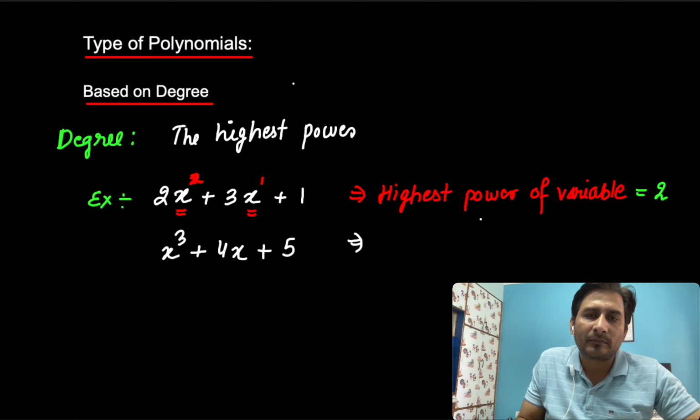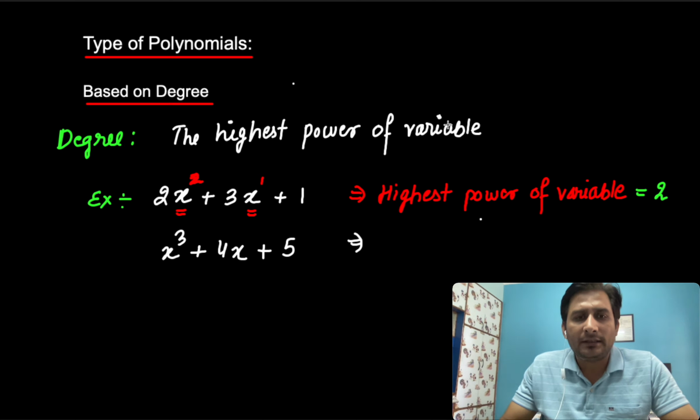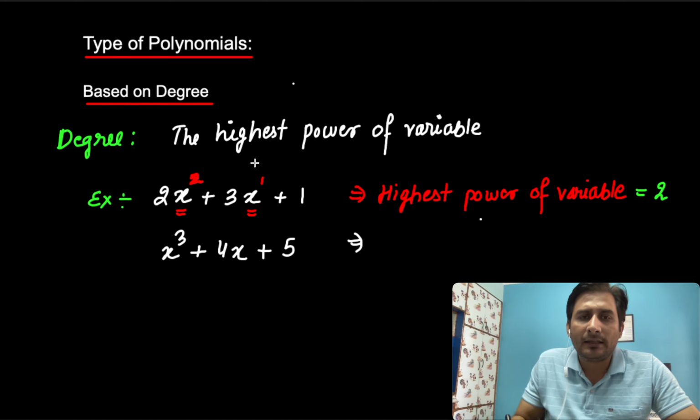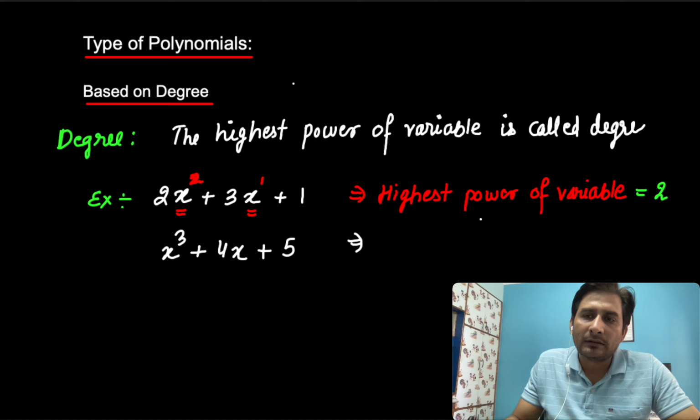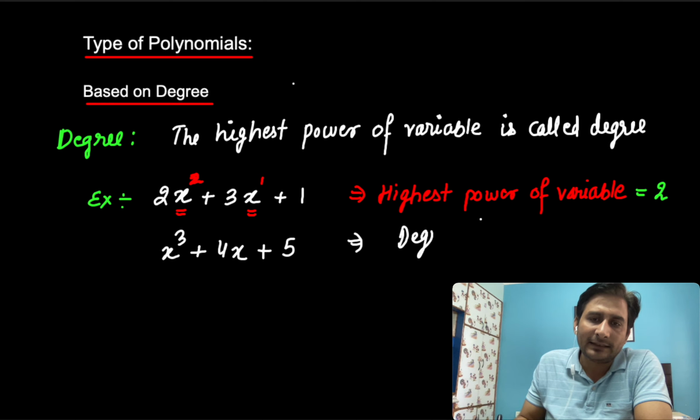It's the highest power, not the simple power. If there are different variables, we do not study it here. We are studying only a polynomial in a single variable, right? The highest power of the variable is called degree, and in this case the degree is equal to 3.